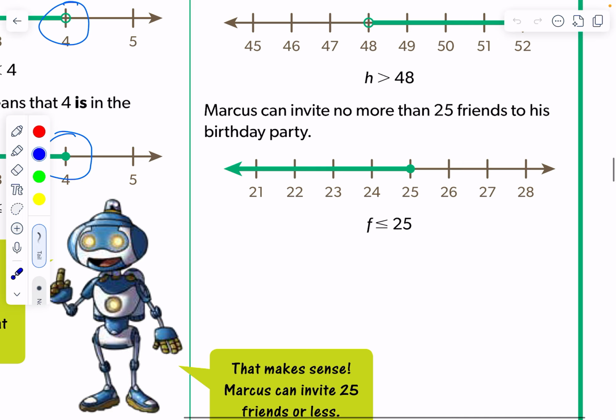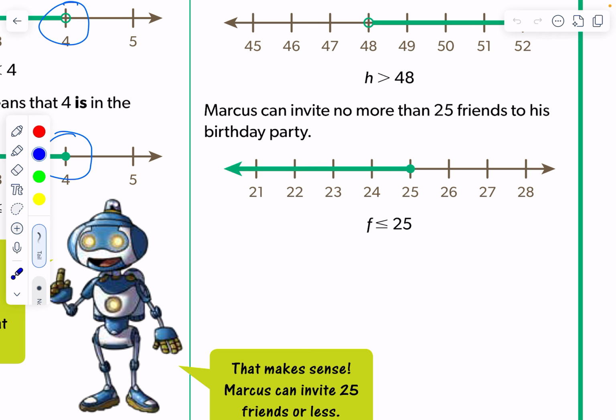Here's another example. It says Marcus can invite no more than 25 friends to his birthday party. No more than 25. That means he can invite 25 people, but he can't invite more than that, right? So because 25 is a potential number of friends that he can invite, that is why we have that closed circle, because it is included in our solution set. And then any number less than 25 also works.